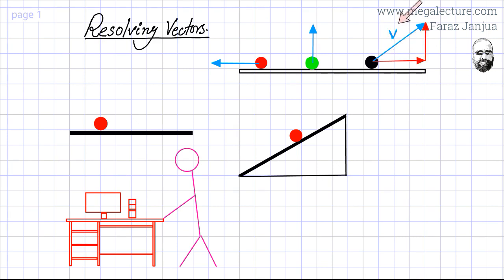Now, if this is vector v, this is a component of vector v parallel to the horizontal surface, and this is the component of vector v which is acting perpendicular to the surface, and it is vertically outward of the surface, or we can say vertically upward as well. So this is how we name vectors. This is called the horizontal component, or Vx. This will be Vy. So these are the horizontal and vertical components of the vector.